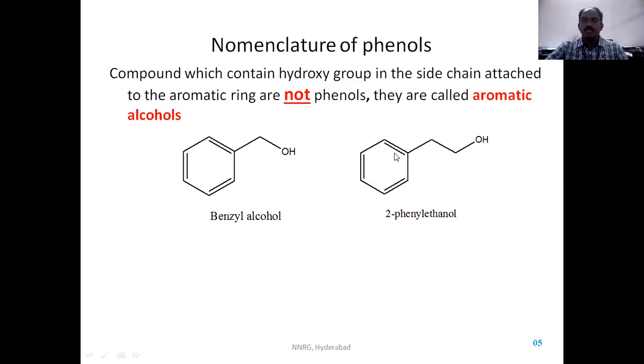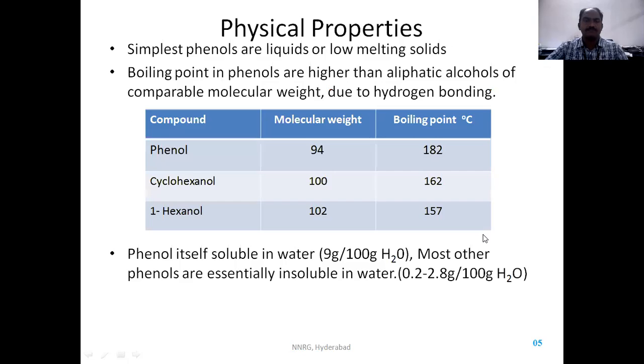Similarly, in this molecule the benzene is attached to two aliphatic parts, an ethyl group and an alcohol, so it is ethanol. Phenyl is attached to the second carbon, so we call it 2-phenylethanol.